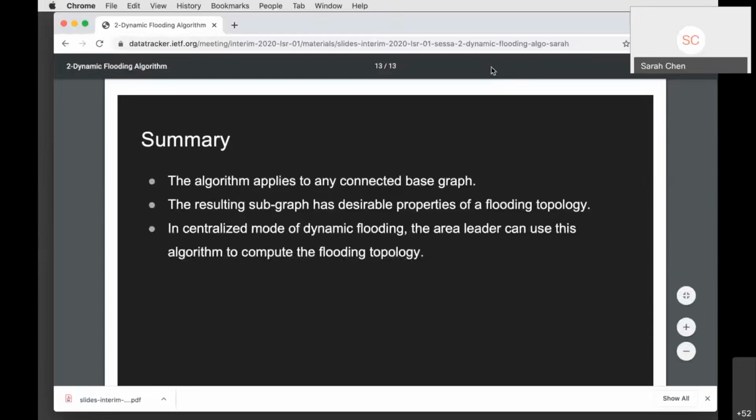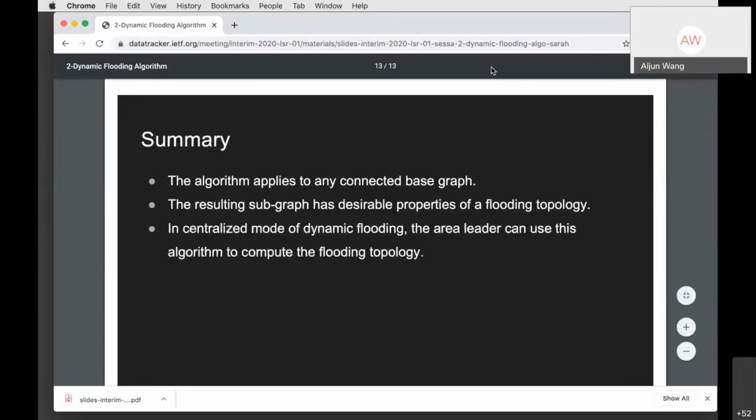Okay, thank you. Most of the things that you're talking about with multiple link failures are already covered, but they're in the base dynamic flooding draft, not in this algorithm. Okay. So I will check in another draft to try to find the answer. Thank you.